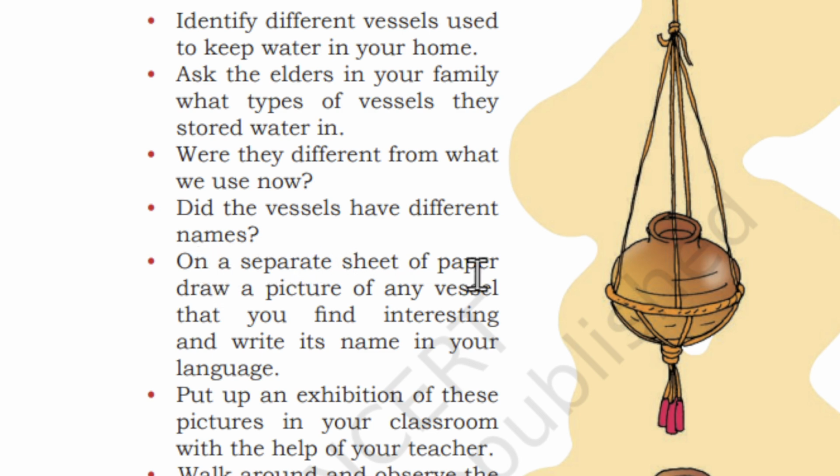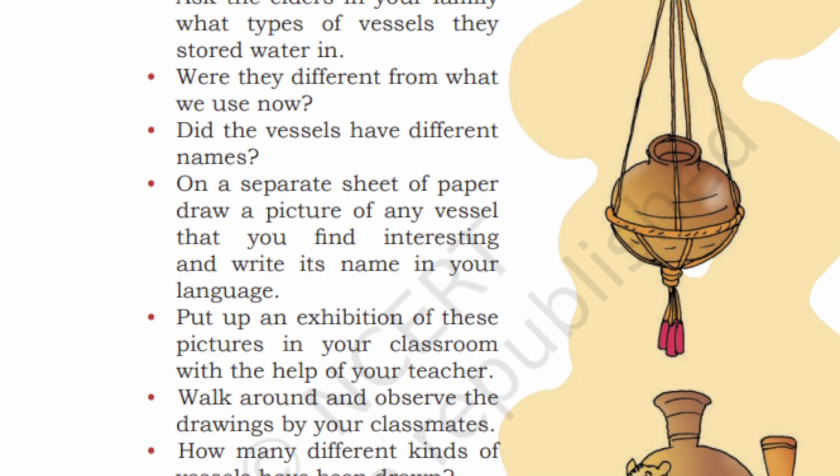On a separate sheet of paper, draw a picture of any vessel that you find interesting and write its name in your language. If you see any vessel that is different from other vessels, you have to mention the name and find out what is interesting about it. Okay, put up an exhibition of these pictures in your classroom with the help of your teacher.